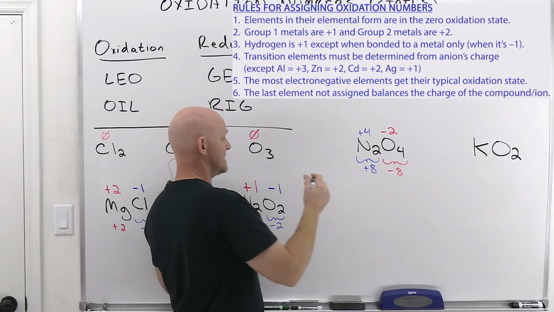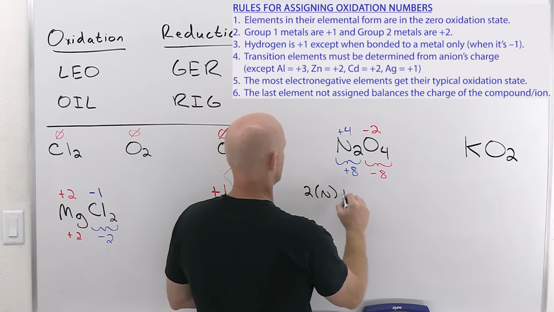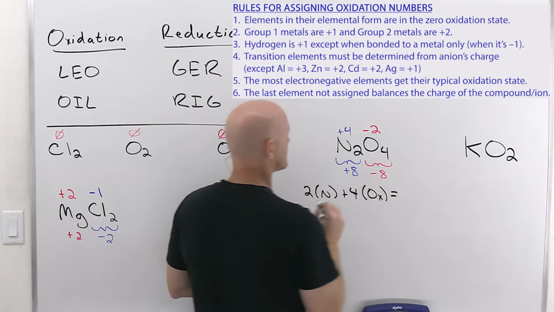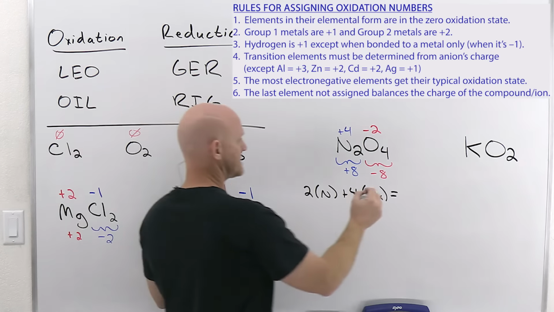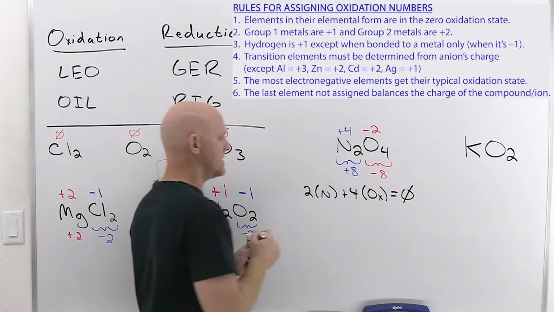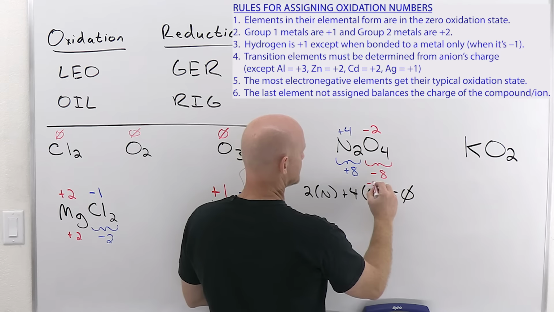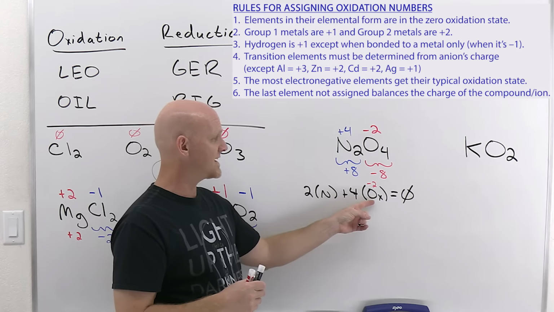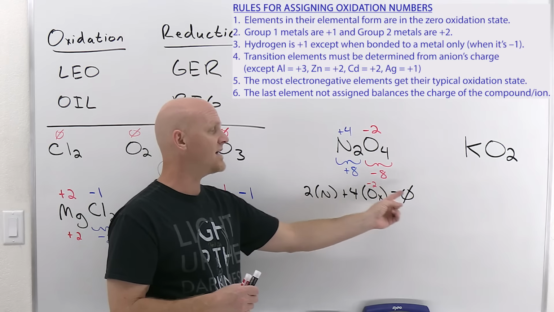And so the truth is, if you want to make this an algebra equation, you can. 2 times whatever nitrogen is plus 4 times whatever oxygen is has to add up to the overall charge. For a neutral compound, 0. For an ion, to whatever the ion's charge would be. But in this case, neutral compound, so it adds up to 0. And then if we substitute in that oxygen here has got that -2 charge, then we have 4 times -2 is -8. We'd add it to the other side to get +8, and we'd have 2 times whatever nitrogen is, adds up to 8.